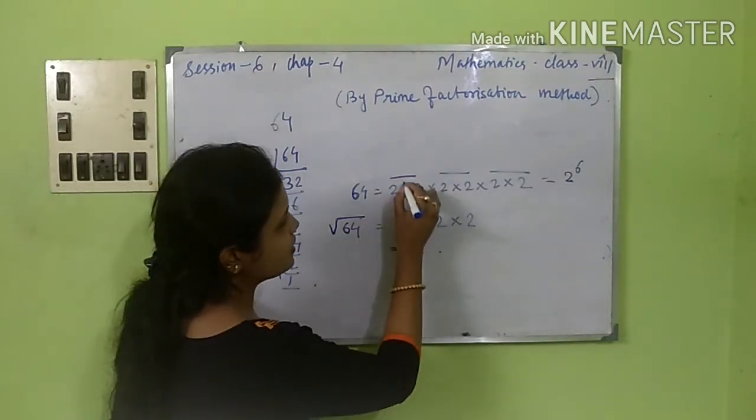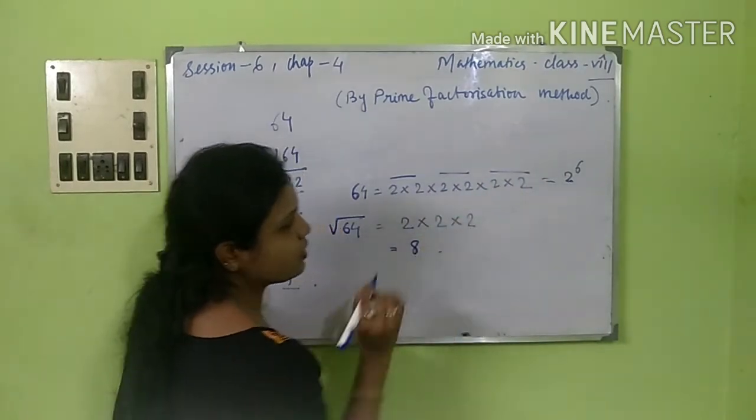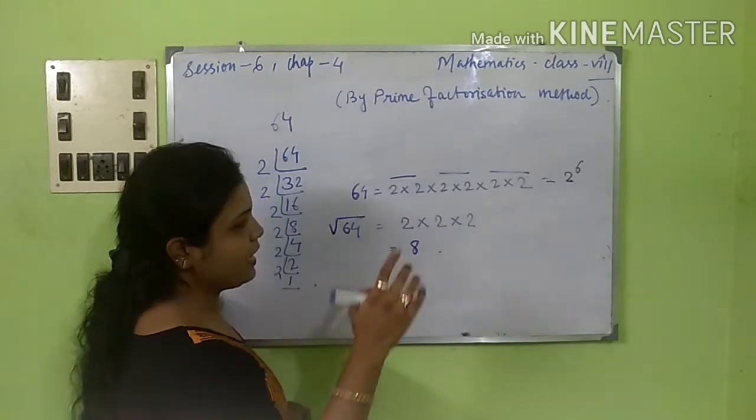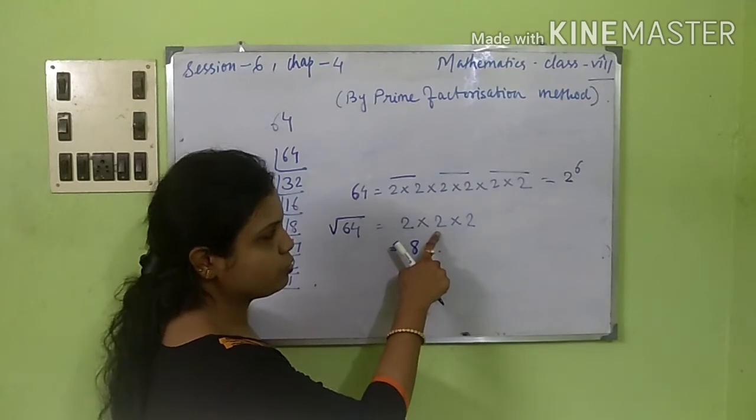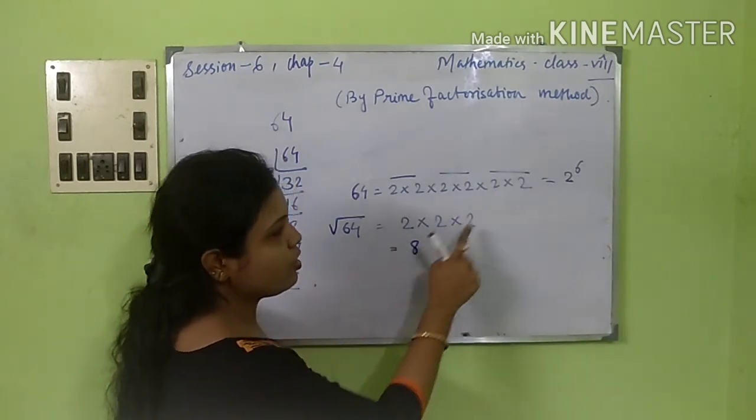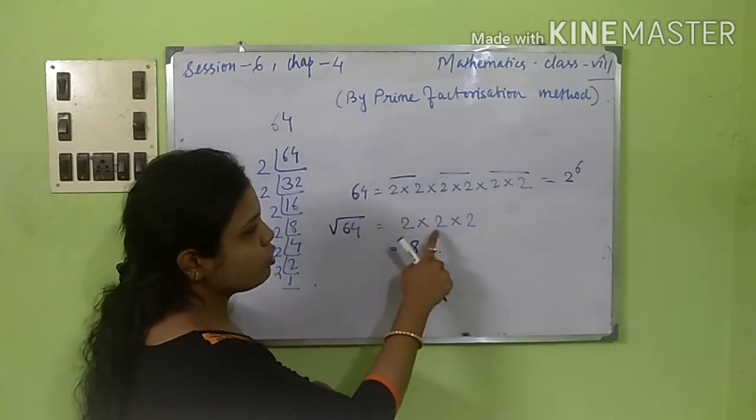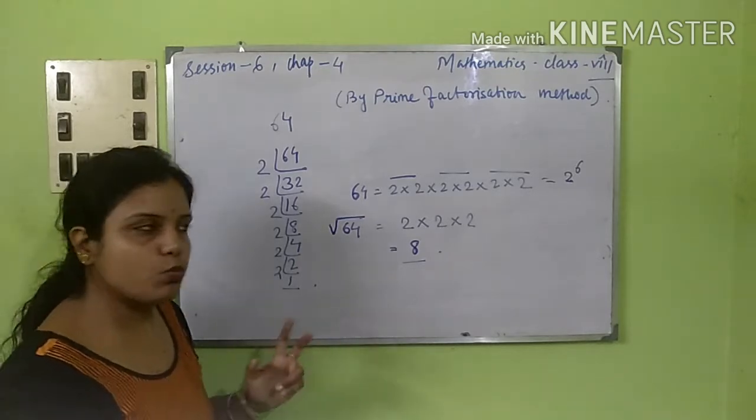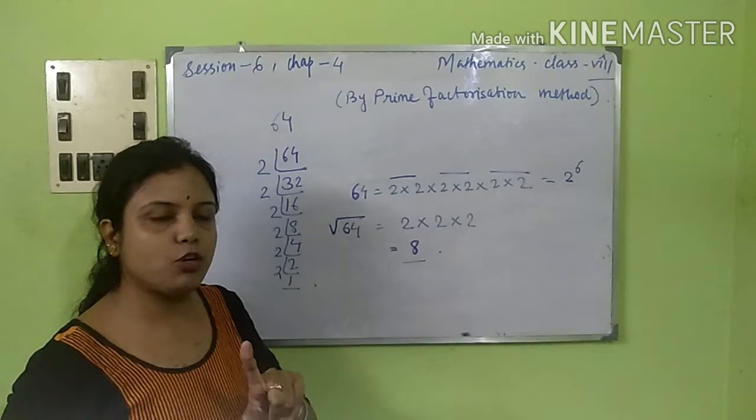So in that case, this will be the first pair, this will be the second pair, this will be the third pair. Okay, so from this pair, 1, 2 will be taken. I have taken it. Again from this pair, I have taken 1, 2 out. And from this pair, we have taken another 2 out. So 2 cross 2 cross 2, we are getting the result as 8. So what is the square root of 64? 8.